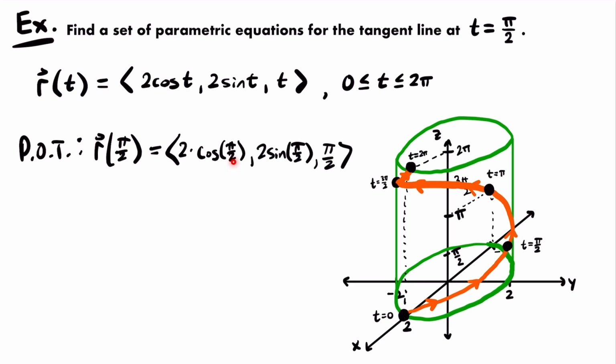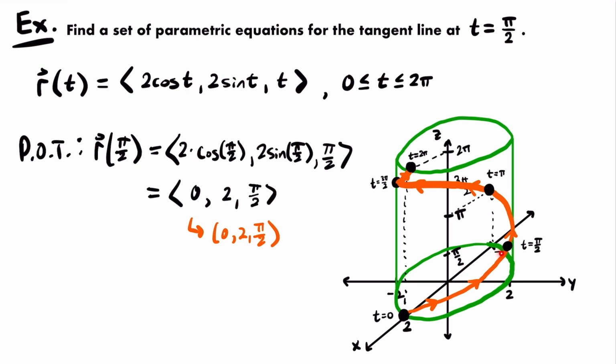And cosine of pi divided by 2 is 0, so this will give us an x component of 0. Sine of pi divided by 2 is 1, so you'll have 1 times 2 for the y component, which is just 2, and then the z component is still pi divided by 2. So that would be the vector that would give us our point of tangency. The terminal point of this vector is the point 0, 2, pi divided by 2. If you want to write that down, you can. The point of tangency is 0, 2, pi divided by 2.